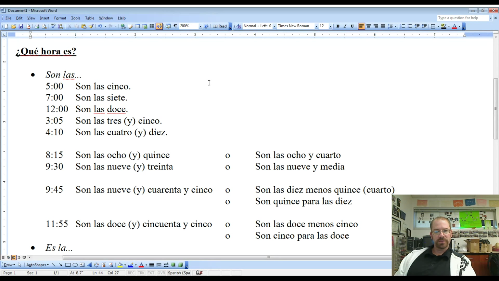So if I want to say it's 5 o'clock, I'll say son las cinco. For example, for 7, son las siete. So I can just put the number for what hour it is after the son las. Pretty straightforward, right? Son las doce for it's 12 o'clock.